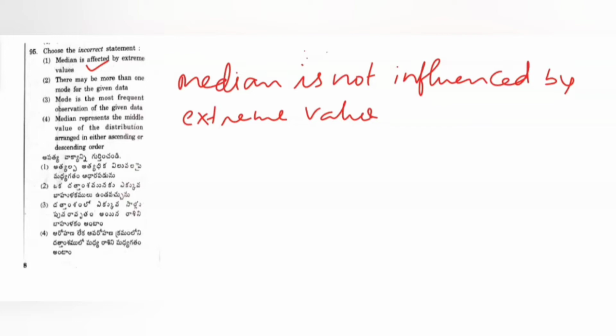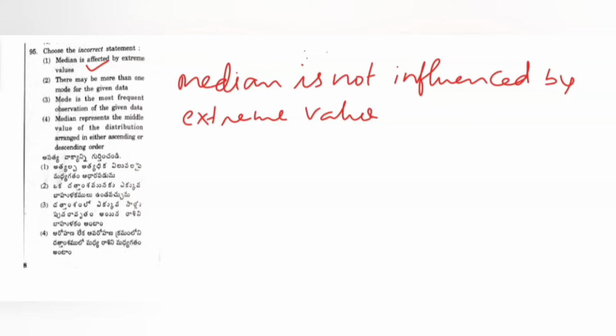Actually, mean will depend upon the extreme values. Mean is influenced by the extreme values because it includes all the data in the series. So median is not affected by any extreme values. It depends only on the middle values. Let us see the second one.